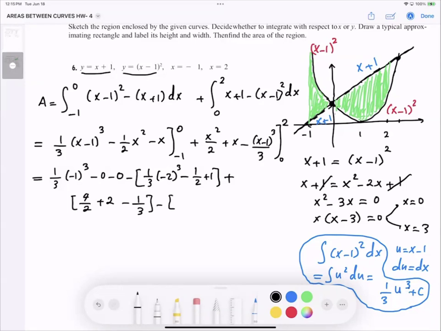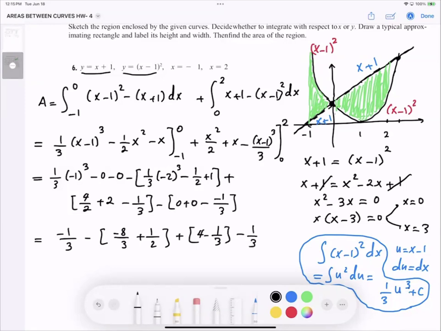minus, if you plug in 0, you get 0 plus 0 minus (-1) to the third, which is -1 divided by 3. So you have -1 divided by 3 minus, here you have -8/3, and you have plus a half plus, so here you have 4 minus a third and minus 1/3.